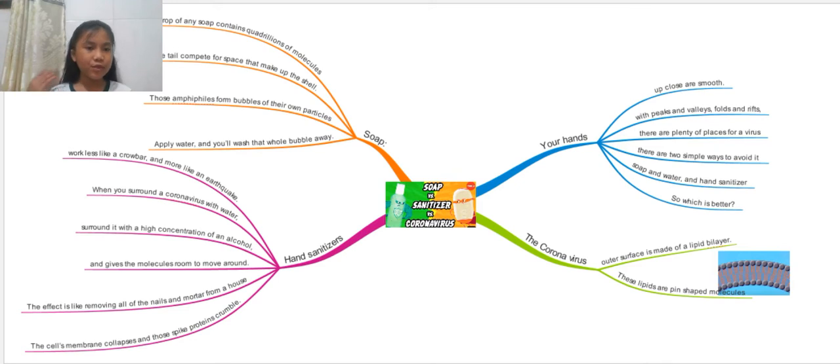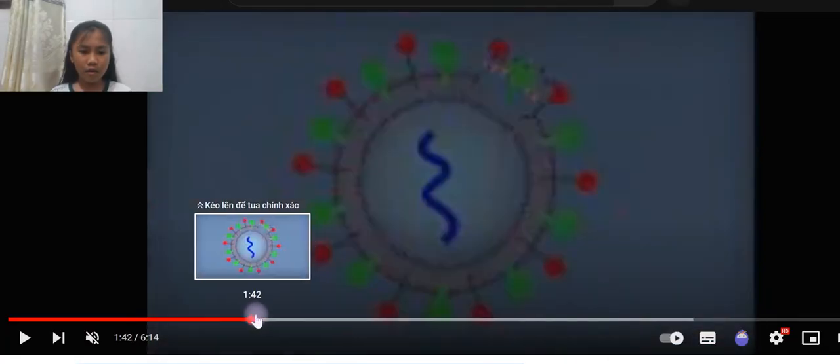Now let's go through soap first. A drop of any brand of soap contains quadrillions, billions, trillions of molecules. Yeah, that's a lot. Their tails compete for space that makes up the shells, and those amphiphiles form bubbles of their own. Apply water and you wash that whole bubble away. Think about that.